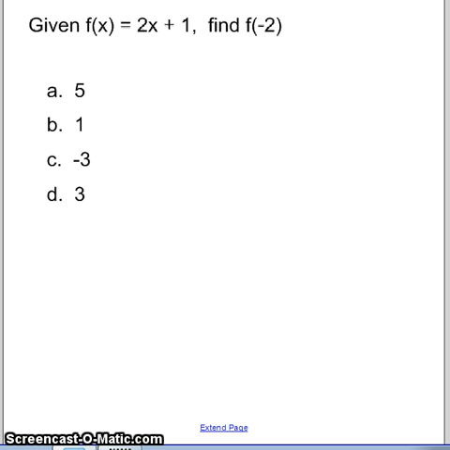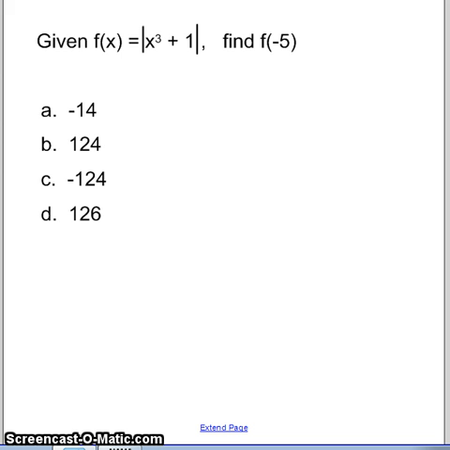First one, we have a function that we want to find f of some number. What that simply means is in place of x, we're going to substitute in -2. So we're going to put -2 in place of this x right here. So it's going to be 2 times -2 plus 1. And when you work that out, you're going to get -3.